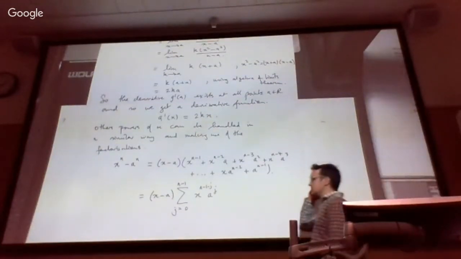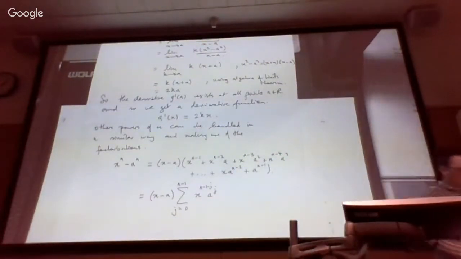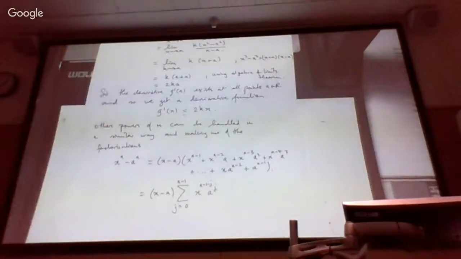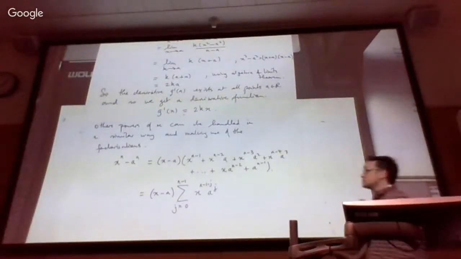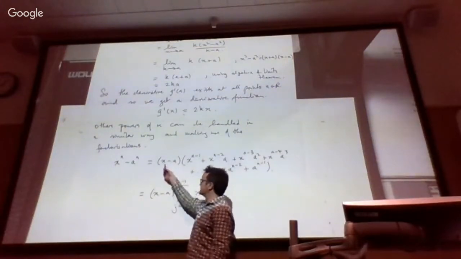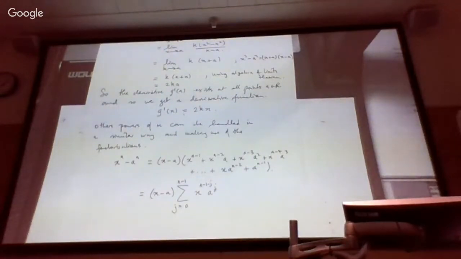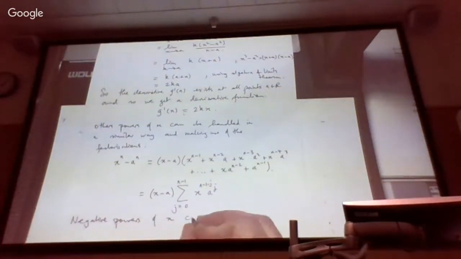Now, depending on what the value of n is, there may be further factorizations you can do with that second polynomial. But for working out derivatives, this one always comes in useful, because one of the factors you split away is the difference x minus a. So what about negative powers? Negative powers of x can be handled also.